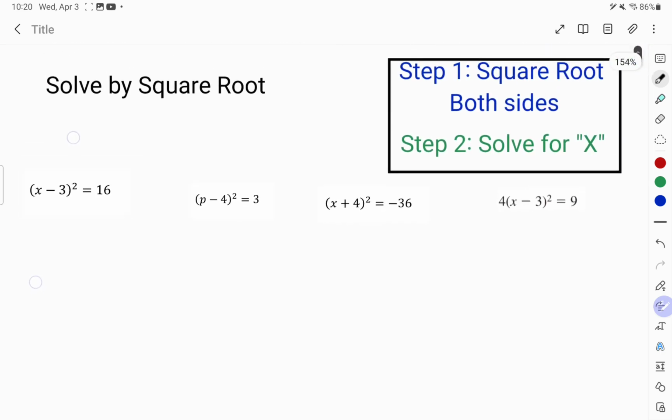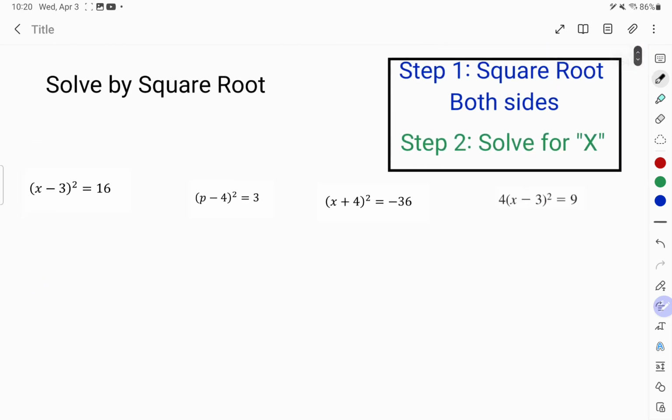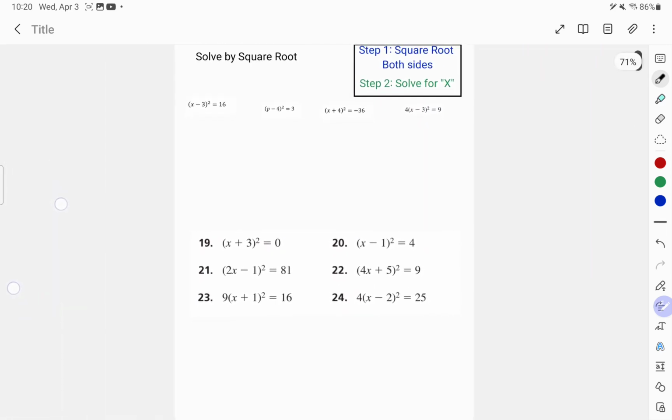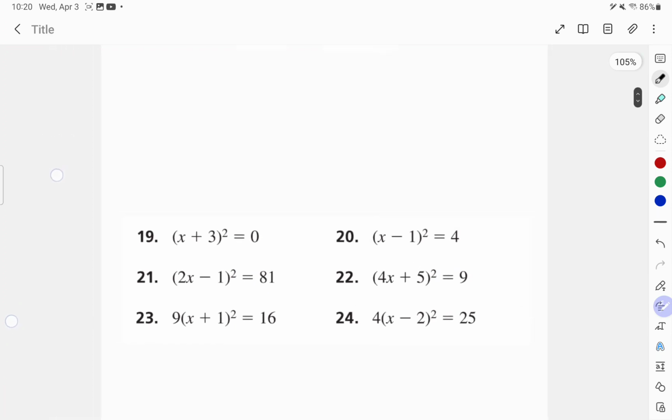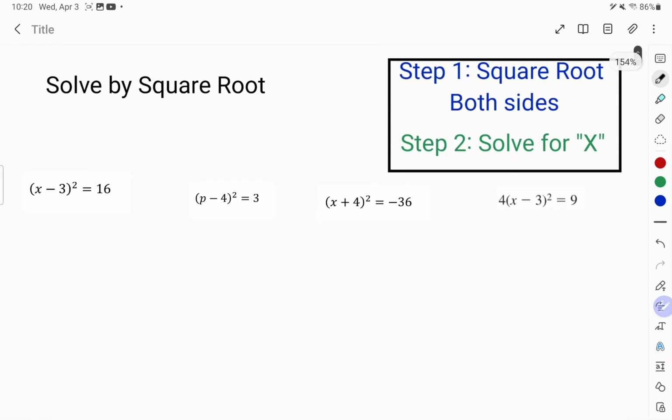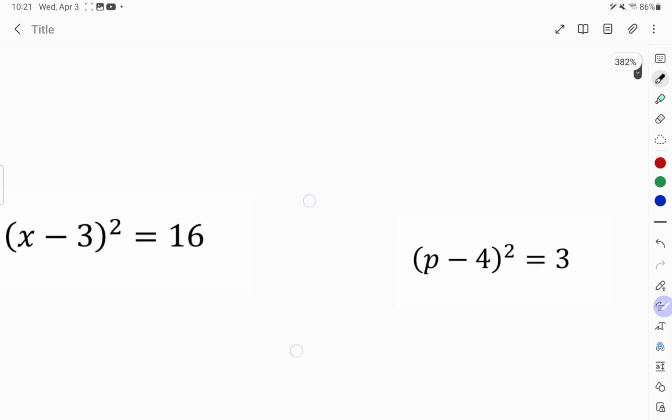The way we're going to solve this takes two steps. Step number one, we square root both sides, so we start right at the get-go with that. Step number two is solve for x. We're going to work a couple of these out, and then I'm going to let you work on the last problems down here. You'll be working on 6 problems. Once you're done, turn it in, or turn it in class, and then you're all set. So let's start with the very first problem.